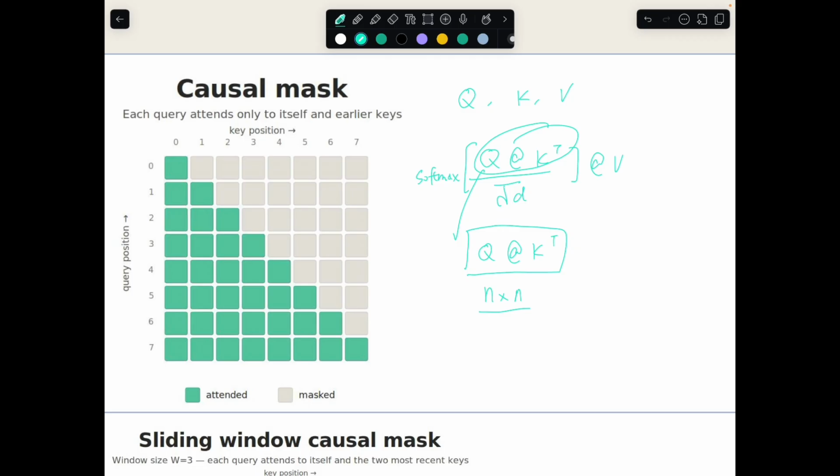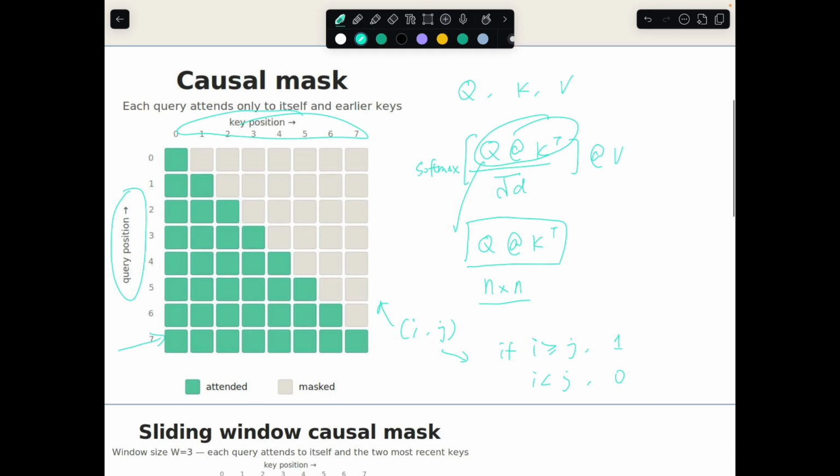A causal mask is usually applied in a decoder architecture. Essentially, what we don't want is for the current item to have information about future IDs. If you look at the query position and the key position, let's say each position is ij. If you're a query token, you only have information about yourself and all the previous tokens. This can be expressed as: if i is greater than or equal to j, then you preserve the attention. Otherwise, this query token should have no information about the future token. So that is a vanilla causal mask.